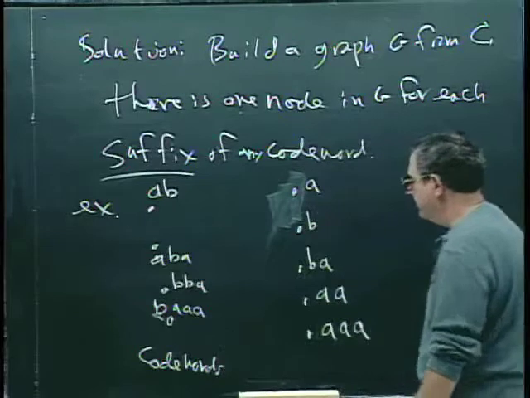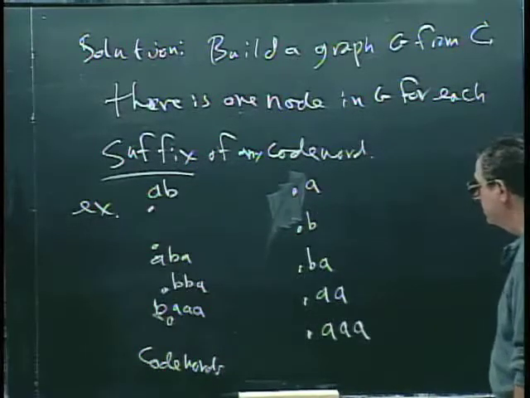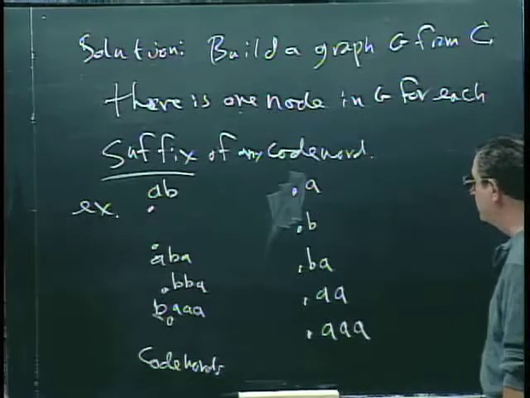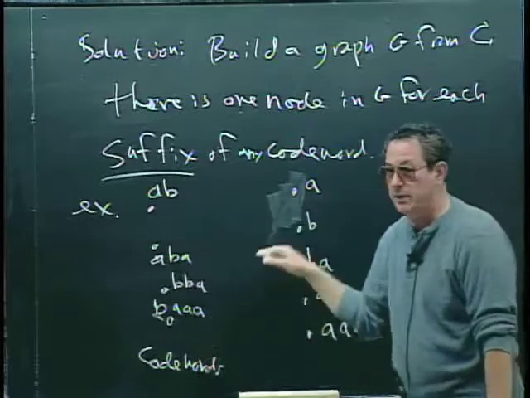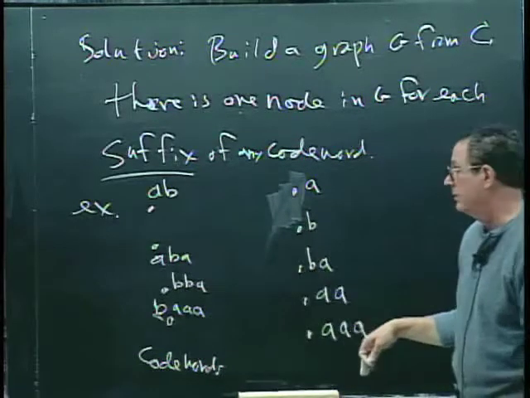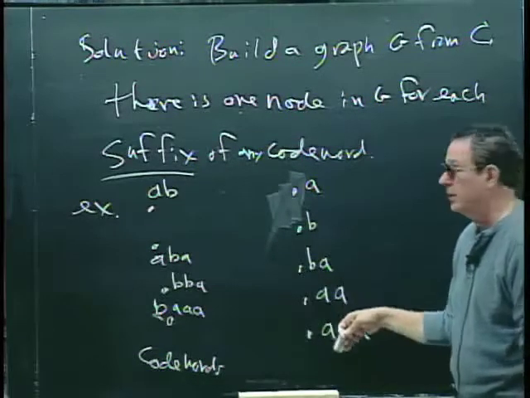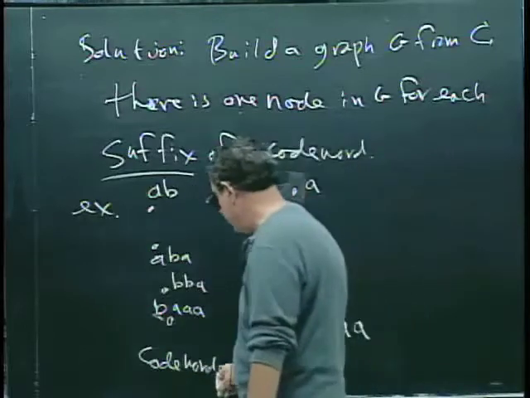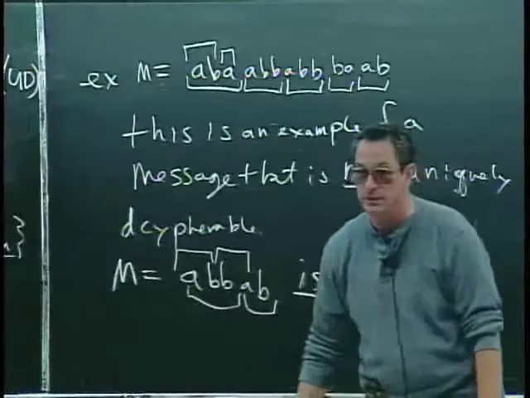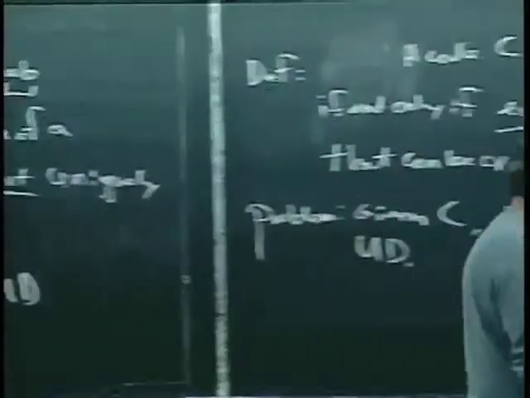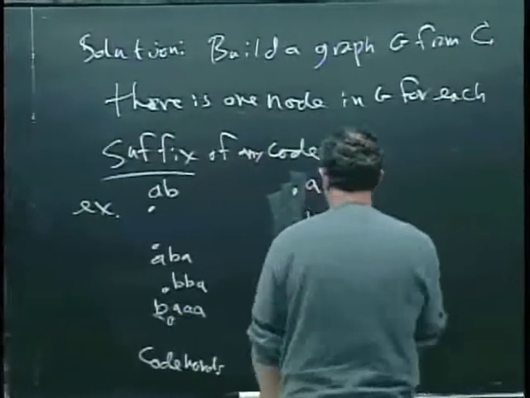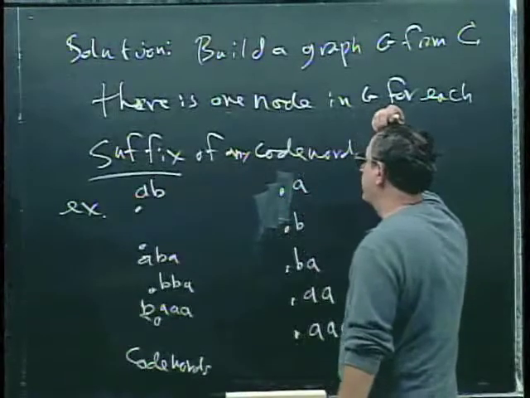Are there any other suffixes that I've missed? So we have the trivial suffixes here, and then we have the non-trivial suffixes here, the ones that really exist. Okay, so this set of code words is not the same as this example over here, right? It's a different example. All right, so that's the node set of this graph that we're going to build.